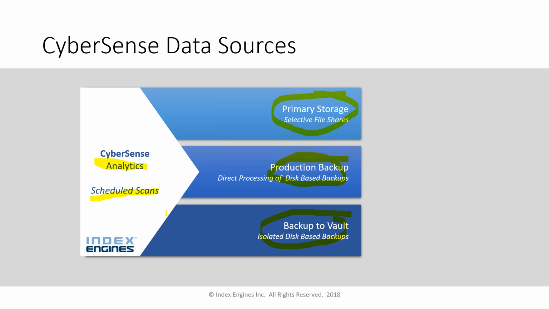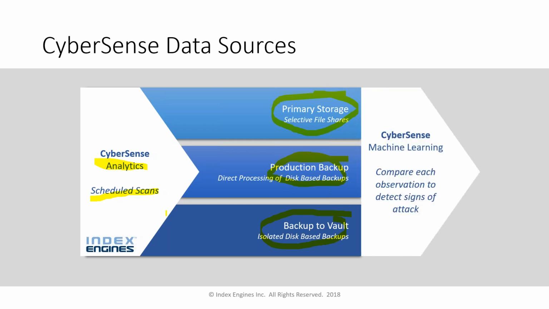That's a typical deployment. So each scan of CyberSense is an observation. The beauty of CyberSense is it's all automated. CyberSense uses machine learning to be able to create observations of each scan. So whether it's a scan of primary storage, a scan of your production backup, a scan of data in the vault, it creates statistics associated with these observations and scans that detect signs of an attack. So how does that work? Let's get into that.